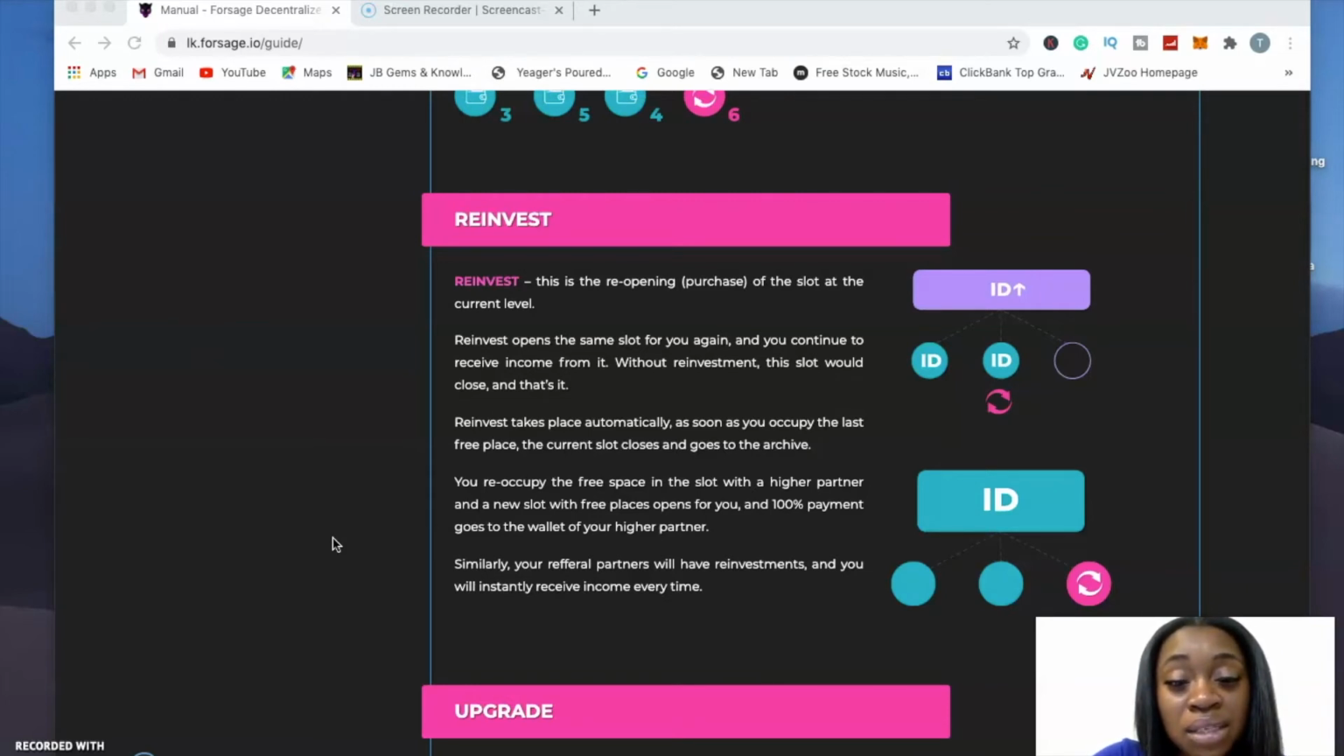Reinvest takes place automatically as soon as you occupy the last free place. The current slot closes and goes to the archive.